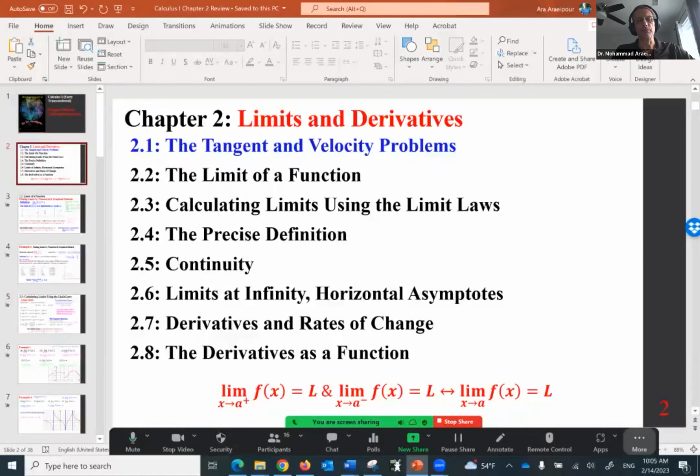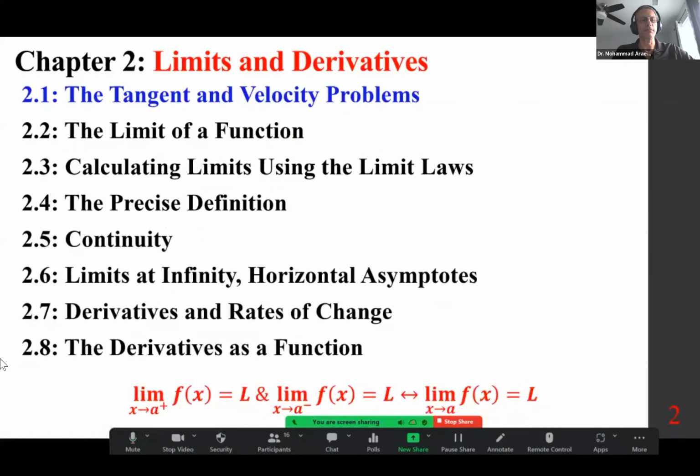In this chapter, we are going to cover the tangent and velocity problems, the limit of a function, calculating limits using the limit laws, the precise definition, continuity, limits at infinity, horizontal asymptotes, derivatives and rates of change, the derivative as a function.